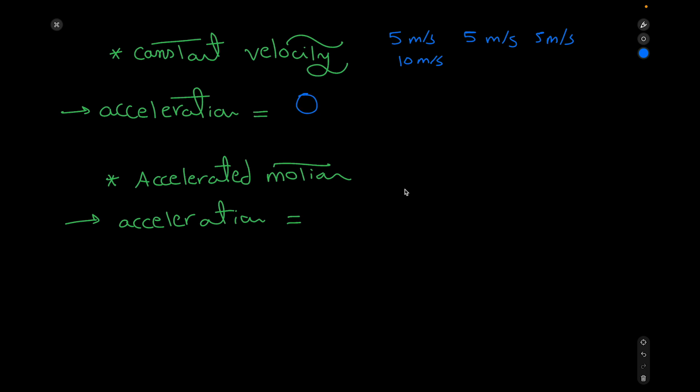But for the accelerated object, so 5 in the first 1 second, and after that 10, and after that 20, as you can see, there is a change in the velocity, even if it's moving from 20 to 0. There is a change in the velocity right there. So 100% acceleration right now is not equal to 0. We have a value for acceleration.